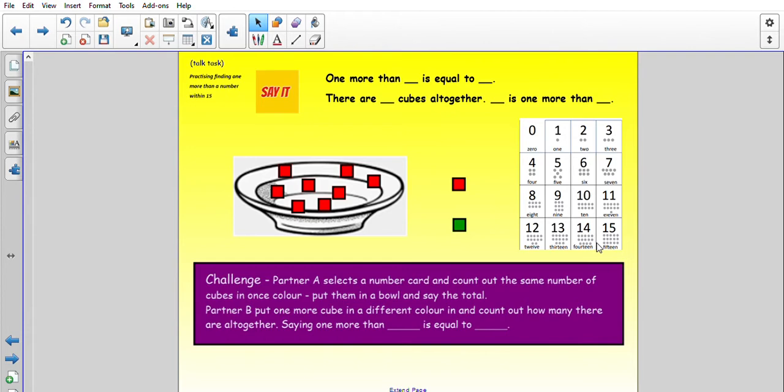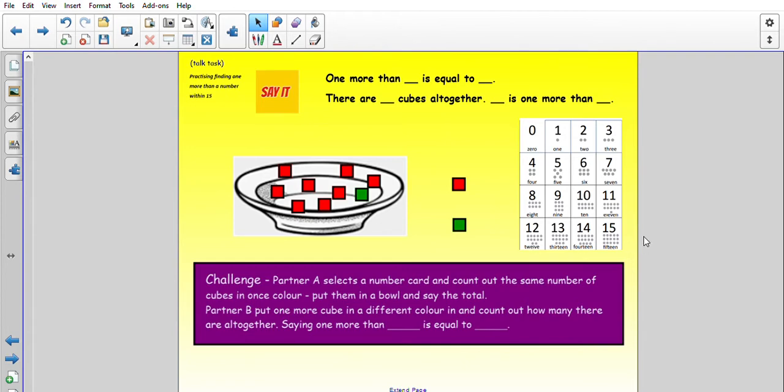The total is 8. But then someone else is going to come along, or you're going to play as if you were somebody else, and you're going to be that naughty dog, and you're going to add 1 more, because he always wanted 1 more, didn't he? So you're going to add 1 more. So how many are there altogether now? If you're not sure, you could count them. But 8 and 1 more is 9. So 1 more than 8 is equal to 9.